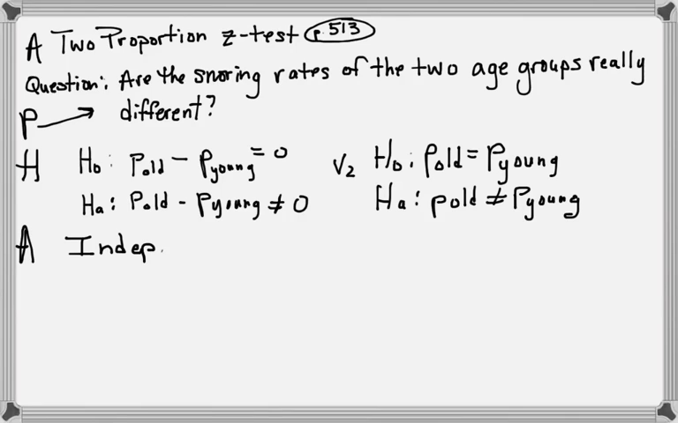Okay, so independence. In this case, it was the National Sleep Foundation that selected their people at random. So I believe that the independence assumption is satisfied, because if one person's snoring, then some random other person isn't going to be snoring because this person's snoring. So independence is good. Let's look at randomization.